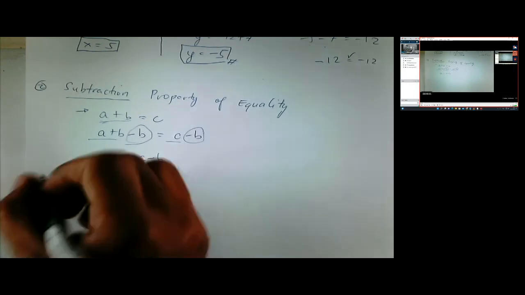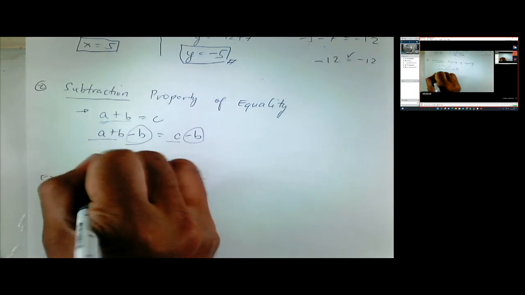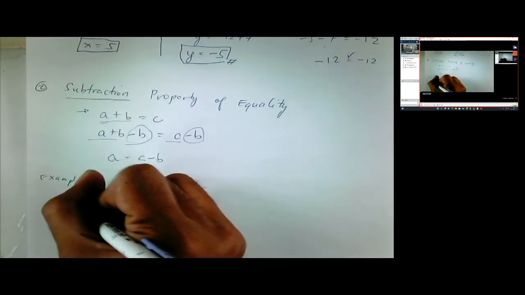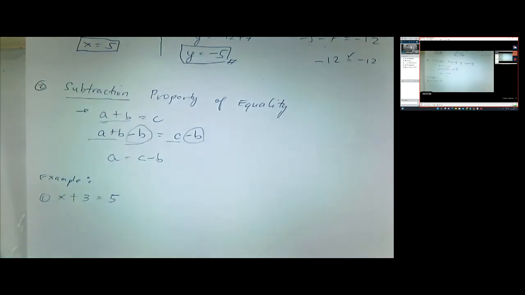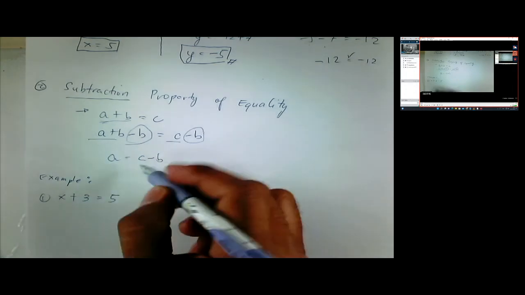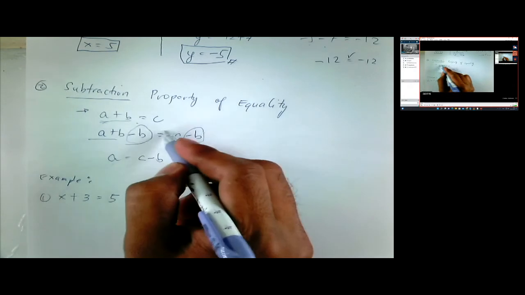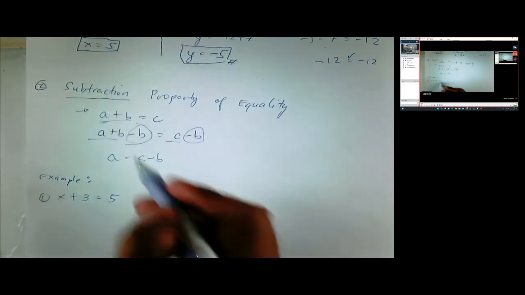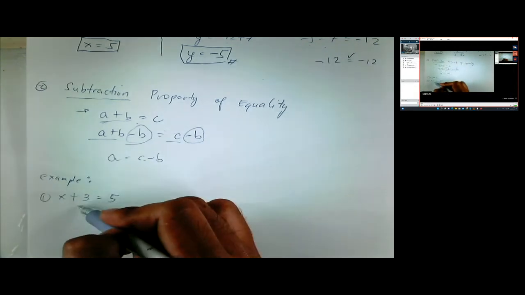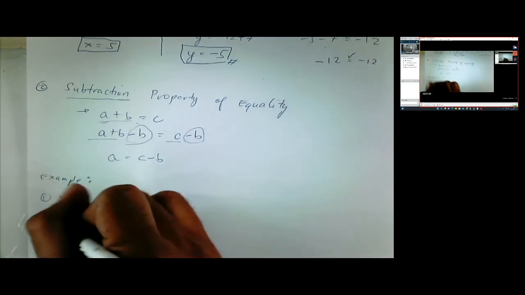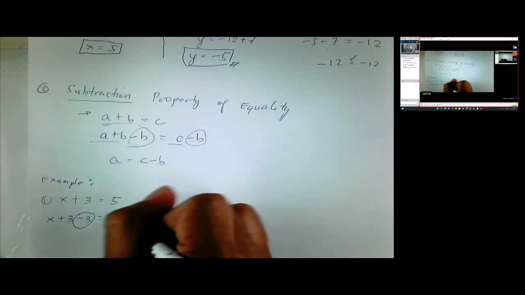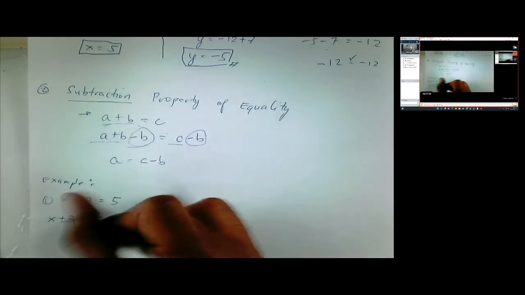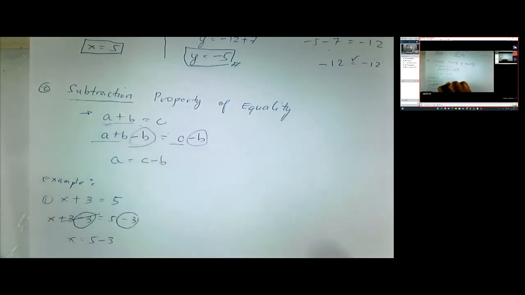So let me give you an example. If you have x plus 3 equals 5, and we want to solve for x, it is like the form A plus B equals C. So we have plus 3 equals 5. For us to remove the 3, we need to subtract 3. And so we will have x plus 3 minus 3 equals 5 minus 3, because what you need to do to the left, you also need to do to the right. And so this will become x is equal to 5 minus 3.